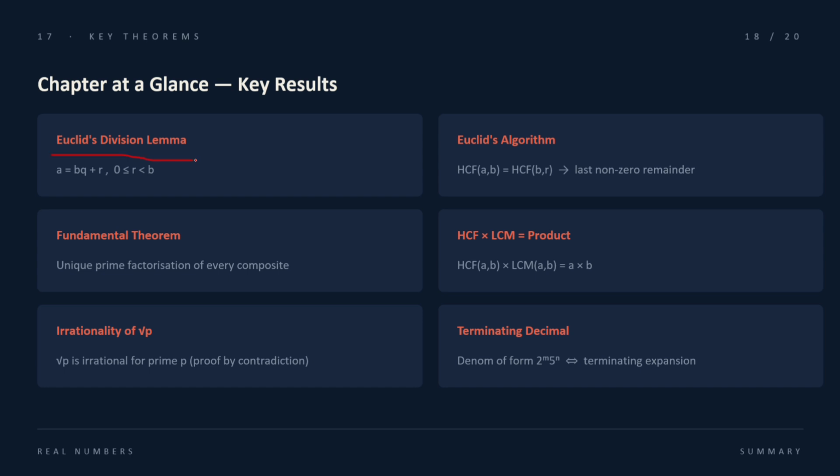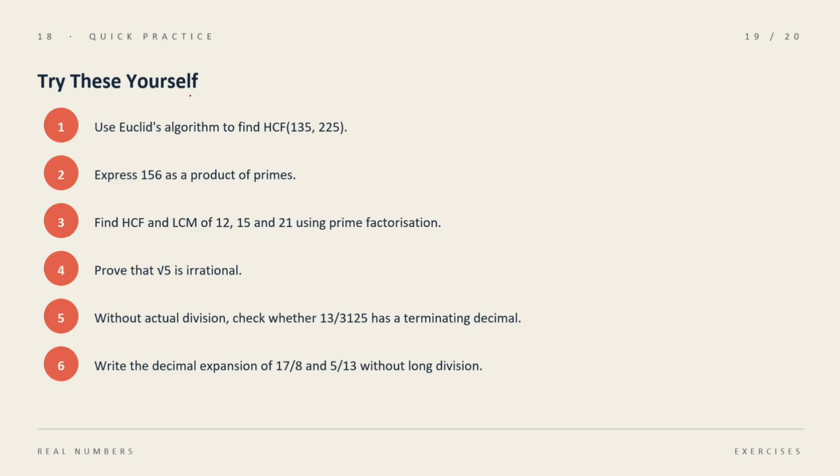Chapter at a glance. In this chapter we study the Euclid division lemma in a short way, then the fundamental theorem, and then the irrationality of root p. For any irrational number, we can prove it by the contradiction method. Using the Euclid algorithm, we find the HCF by interchanging a with b and b with r. HCF times LCM is equal to the product of the numbers. In this video we also learned briefly about terminating and non-terminating decimals.